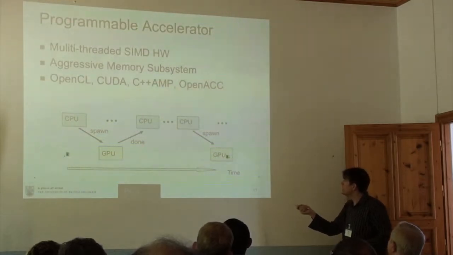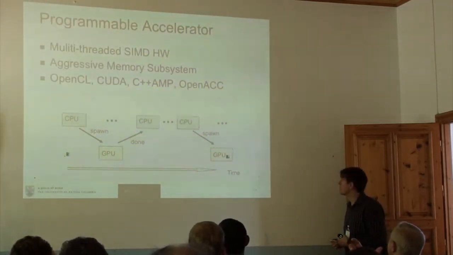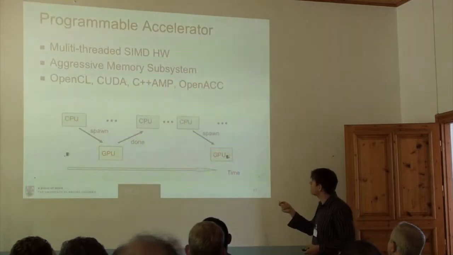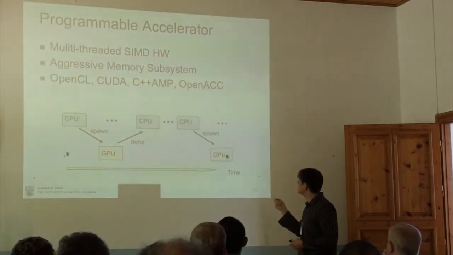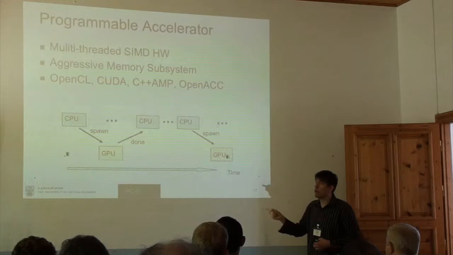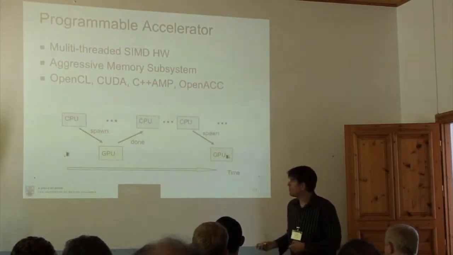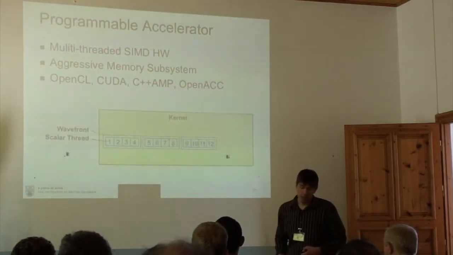But the generic model is something like this. You start some computation on the CPU, and then you launch some parallel computation on the accelerator, and then you signal back to the CPU that you're done, and you continue handshaking like that. Now, it's possible to overlap computation on both of these devices with a little bit of work from the programmer, and so this is sort of the simplest version of this.